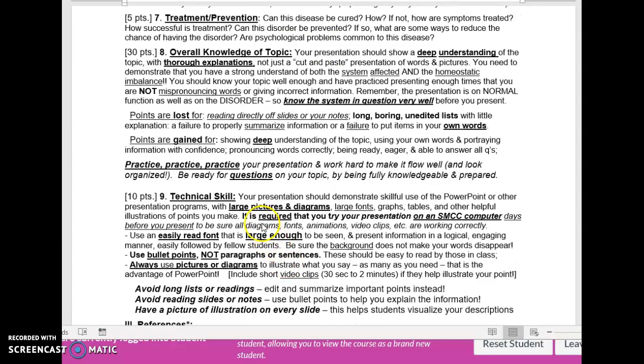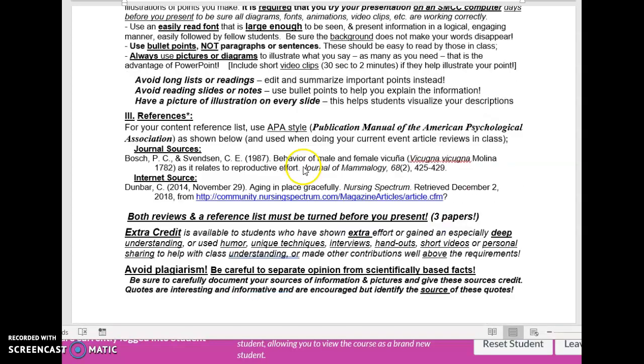And then technical skill, make sure your pictures are large, your diagrams are large. Make sure your font is really large and you're using just bullet points. So don't just cut and paste paragraphs or sentences. Really change it into your own words and make it shorter. So take a look at all that, and it's all there on the paper, what you need to do. Also, how you're going to do your references, which are in APA style. And then more extra credit at the bottom.